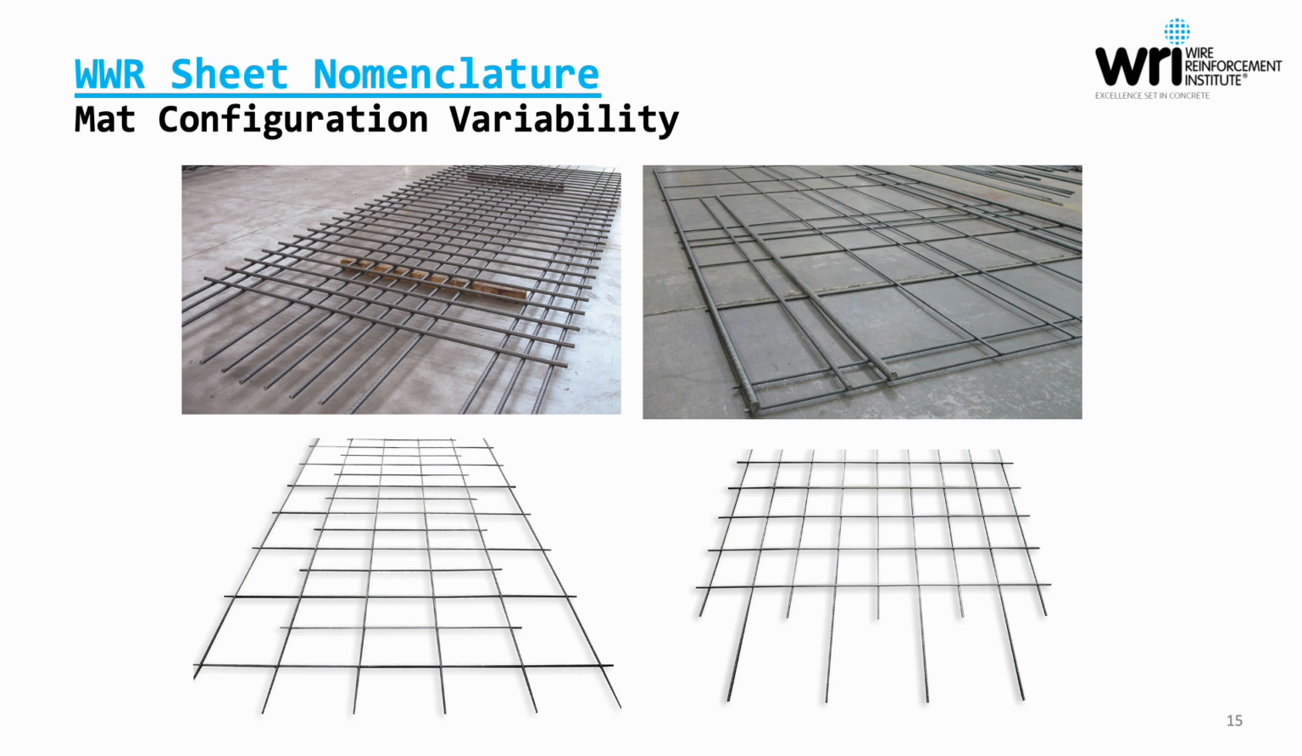Here are just a few examples of some variability that you can see on the mats. If you look at the photograph in the upper right corner, you can see wire sizes of various spacings and sizes in both directions. While you could certainly attempt to generate a written style for that mat, ideally that's going to be accompanied by an illustration. That's going to be the best way to communicate what comprises that structural mat.